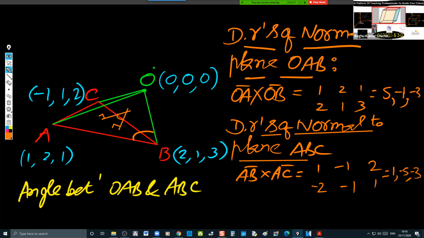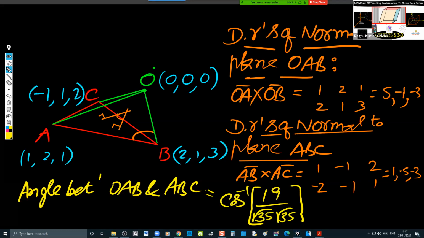Therefore, what is the required angle now? The angle between OAB and ABC is equal to cos inverse of the dot product. 5 into 1, 5 plus 5, 10. 10 plus 9, 19. Divided by root 25 plus root 35, and it is also root 35. So your answer for this is cos inverse of 19 by 35.